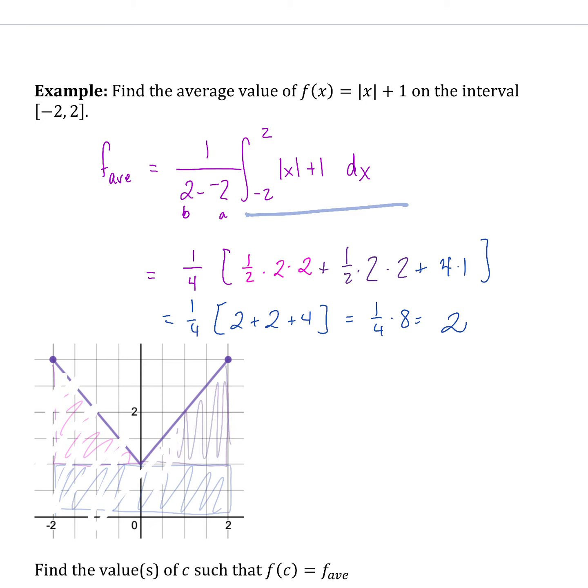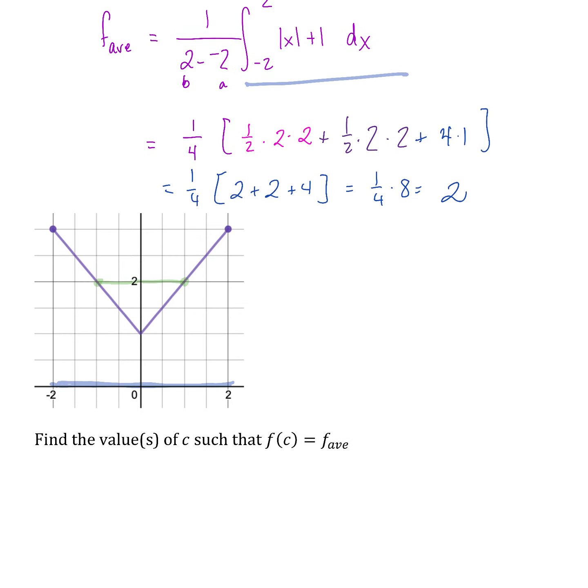So I'm going to take off this area stuff we were doing here. That's telling us that on average, in between our interval from -2 to 2, our average output value is 2. And there's 2 places where that output value occurs. I got a little ahead of myself.